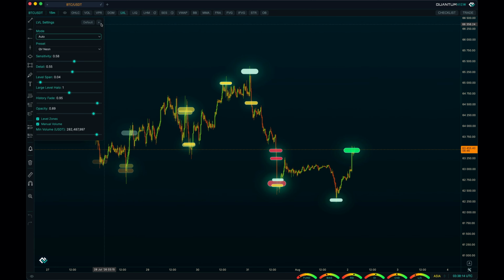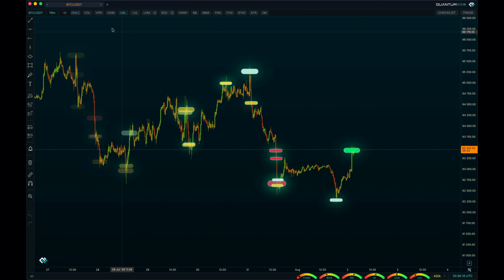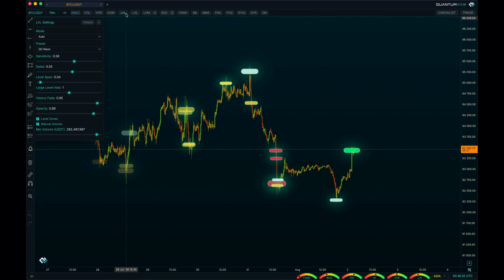In purpose, LVL is close to cluster search, familiar to users of cluster platforms, but it isn't a copy. LVL makes the search more automated for the QV workflow, classifies the context, and turns the result straight into clean reaction zones. A level here isn't drawn as a mathematically exact line.